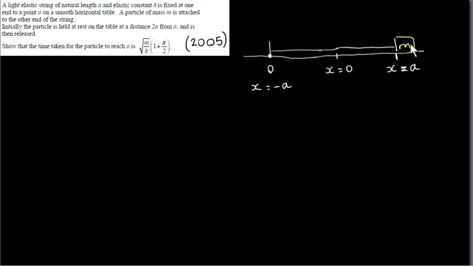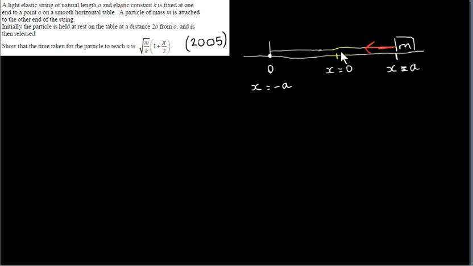So the particle has to be held here because the string has now been stretched and the string wants to get back to its natural length or its equilibrium position. So there's going to be a force acting on the mass. This force is the force due to the string. So the mass will move or accelerate to the left.